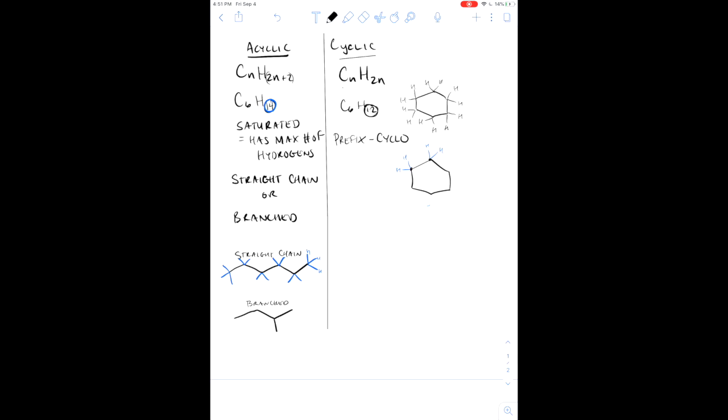Okay, so I did just call 1, 2, 3, 4, 5, 6. This was hexane. And this right here is cyclohexane. And so that's what we mean when we say the prefix. The prefix is coming in front of the word as opposed to a suffix that comes at the end. The prefix is cyclo for when you're naming these cyclic structures.